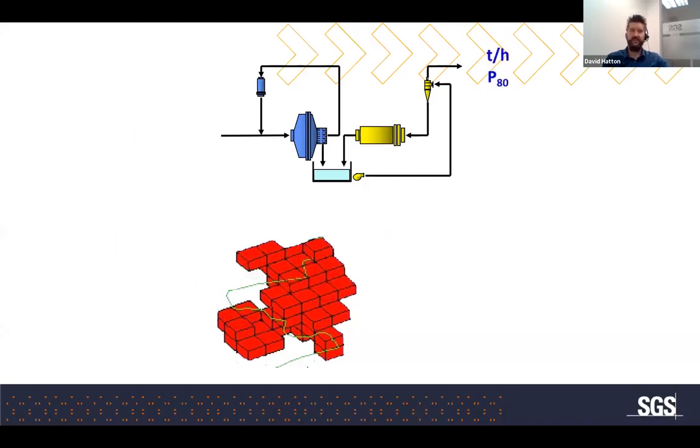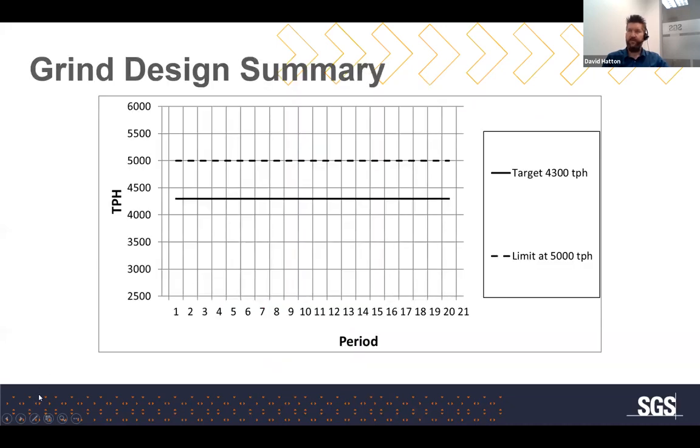So let's look at some things that we can do here. Here's a graph showing our production forecast for the next 20 years. We've got our tons per hour on the left-hand side axis, and our period over here. We've got our target; we're trying to get 4,300 tons per hour here. And we've got our limiting throughput, which would be the downstream process limit. So for instance, what's the limitation on the flotation circuit?